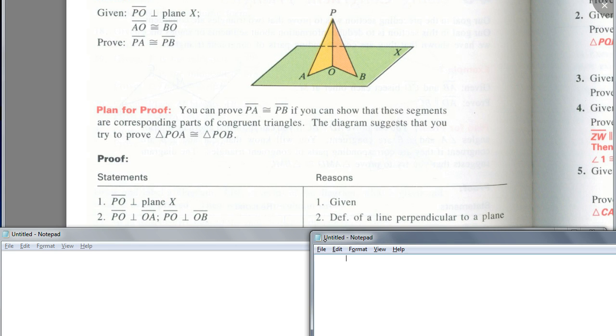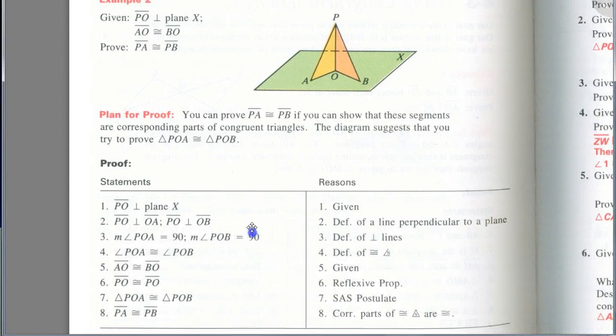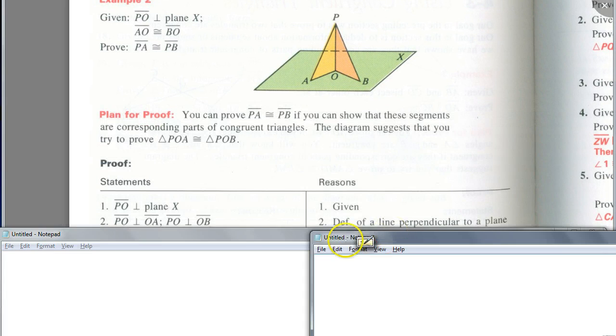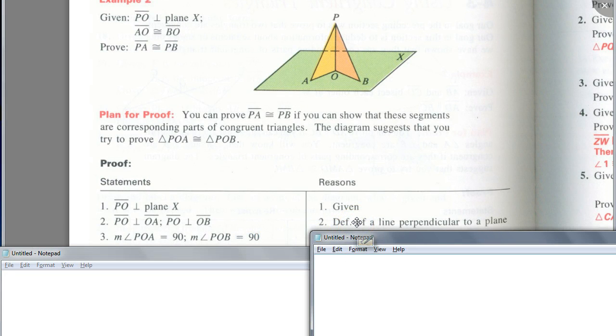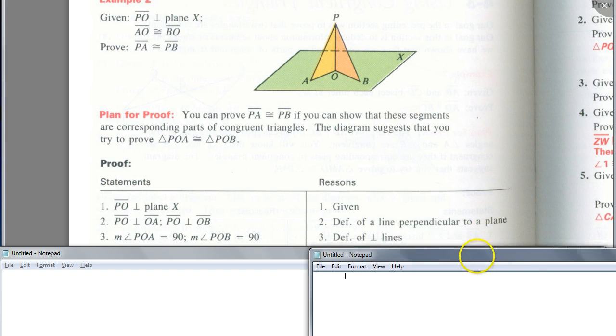How about Brandon? After we say PO is perpendicular to OA and PO is perpendicular to OB because of the definition of a line perpendicular to a plane, what do we need to say next? Exactly right. Angles POA and POB are 90 degrees. And what's the reason? Definition of? Yes, perfect. Now, are we ready to say, Jonathan, that they're congruent?